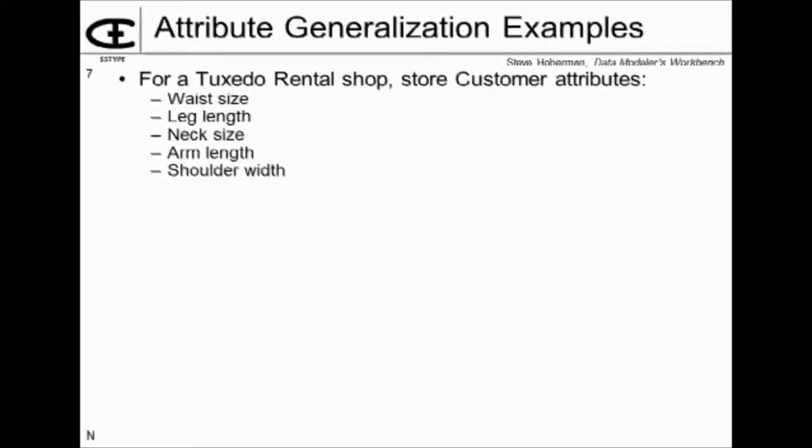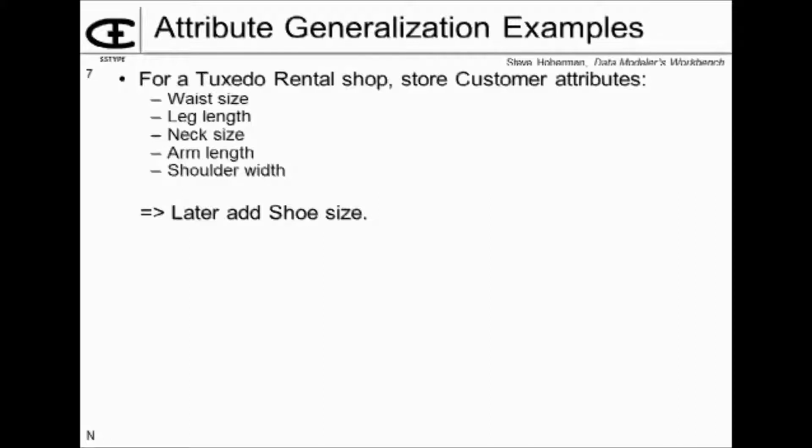Okay, let's suppose that I'm building a database for a tuxedo rental shop. And one of the things they want to store about their customers are their waist size, their leg length, and so on, so that they can properly fit their customer. Okay, so far so good. Let's suppose that I design a database and I got those 5 columns, and later I want to add shoe size. What does that do to the schema for the database that I've defined? What do I have to do to incorporate shoe size?